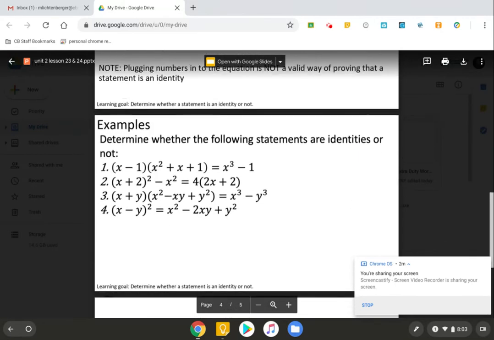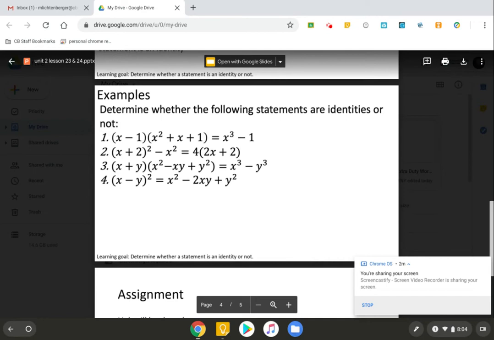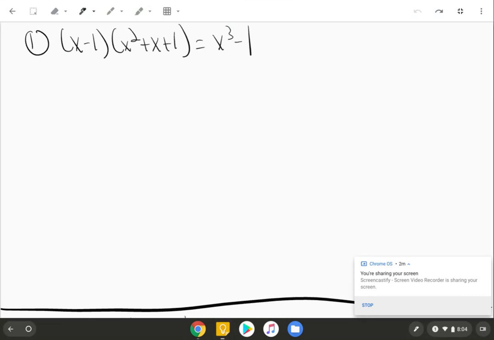As far as what we're doing today, we are just going to prove whether an equation or a statement is an identity or not. So let's take a look at number 1. (x minus 1)(x squared plus x plus 1) equals x cubed minus 1. Notice, if you look at the right-hand side, it's already simplified. There's no like terms to combine. There's nothing we can do. So the right-hand side is actually already simplified. We do need to simplify the left-hand side. Okay, this needs to be simplified.